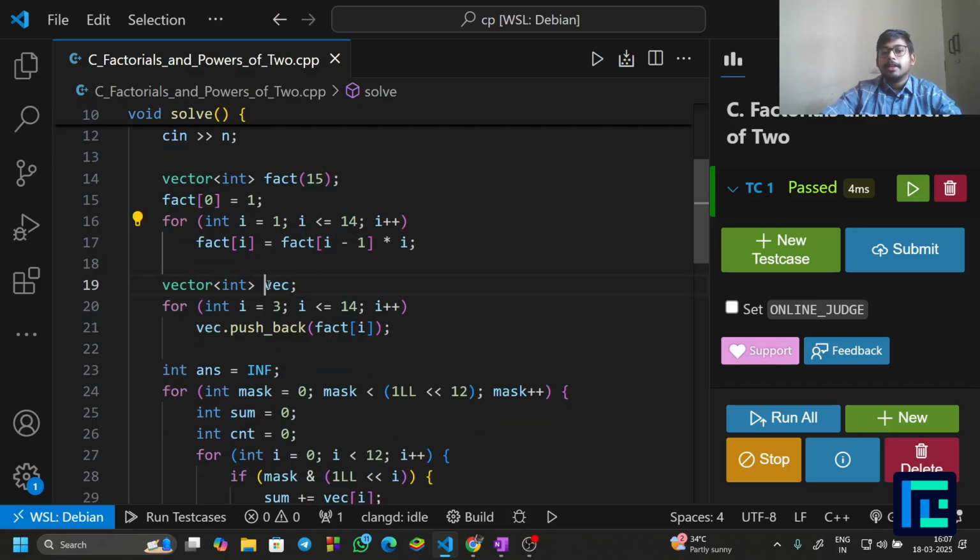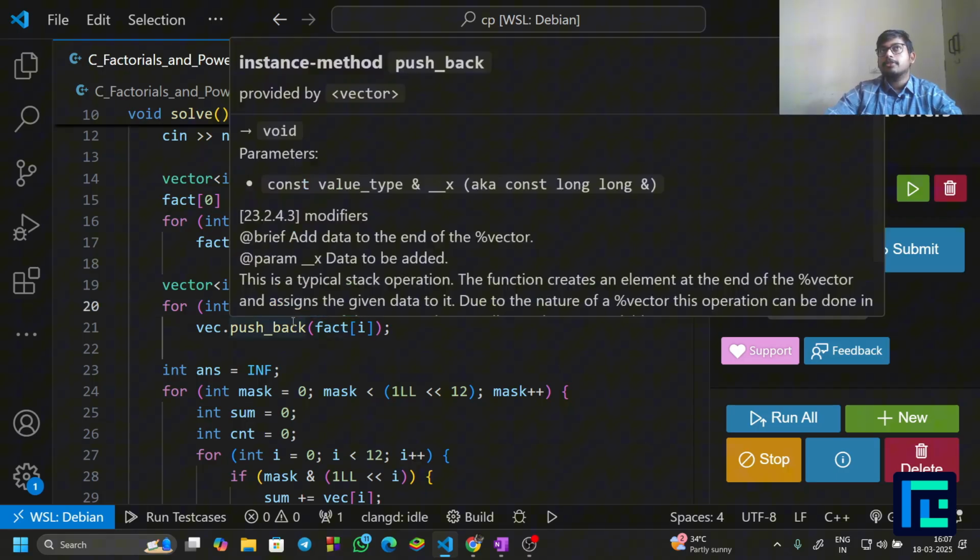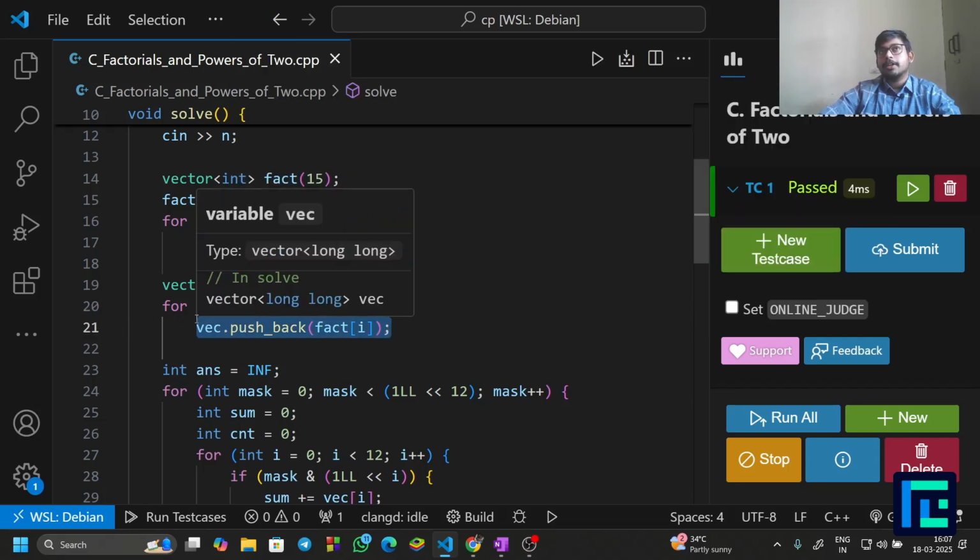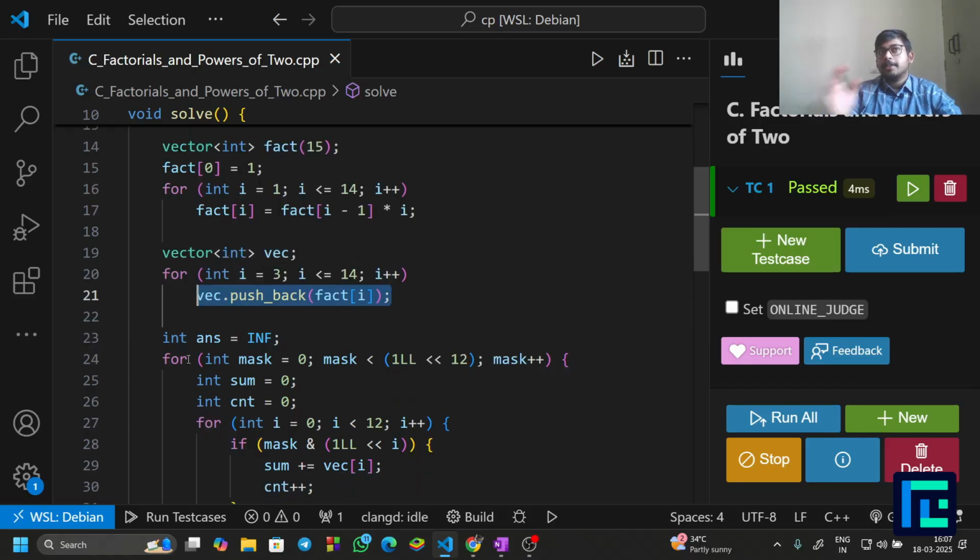After that, in a vector vec, I'm just storing all the numbers of type 2. So from factorial 3 to factorial 14, these are the 12 distinct numbers that would exist in my type 2 category. So I have pushed those numbers in my vector vec. Now I'll iterate through all the possibilities of those 12 numbers as being taken or not taken.